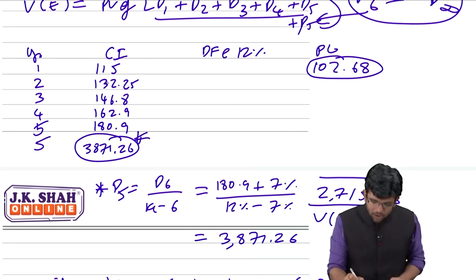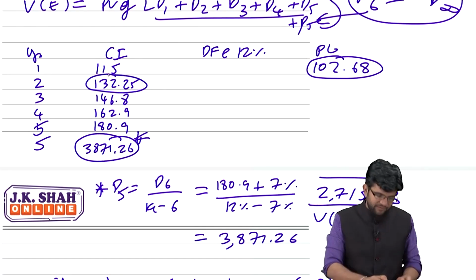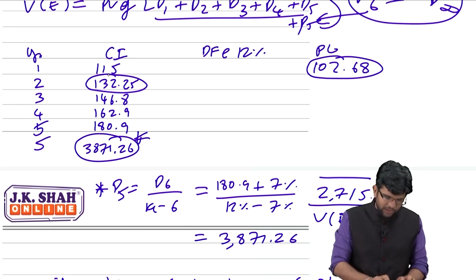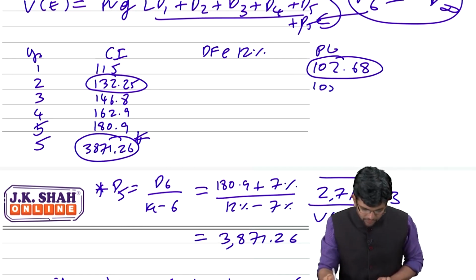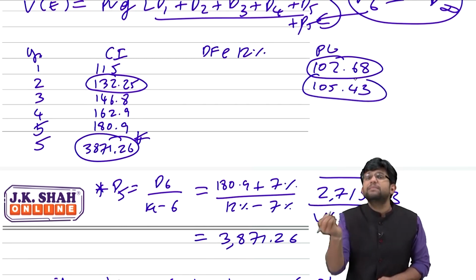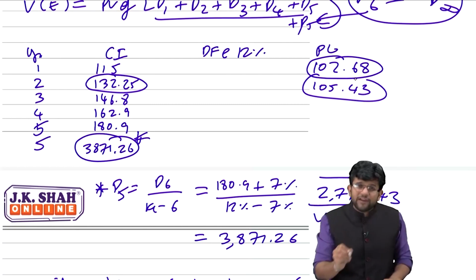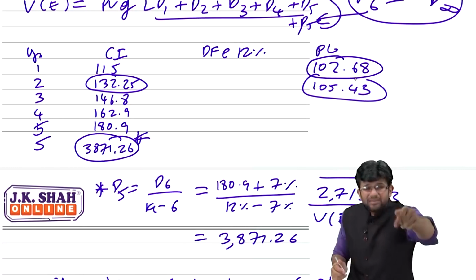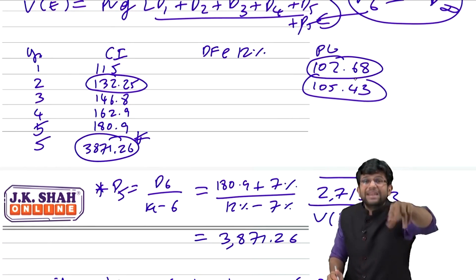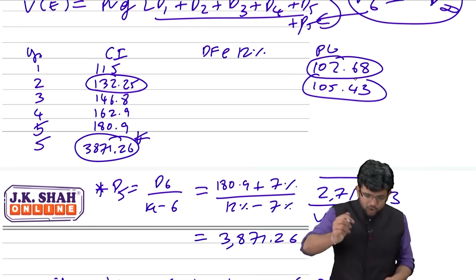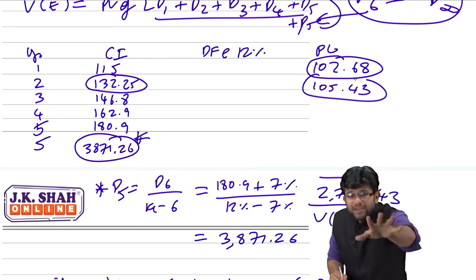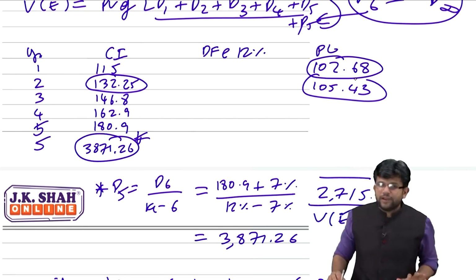Clear with this? Now let us take 132.25. Present value of 132.25 will be 132.25 divided by 1.12 squared. I get 105.43. What is the meaning of this? 105.43 is what I am ready to max pay today. 132.25 rupees I'm going to get in 2 years from today. Everybody following? So the share is expected to give me 132.25 rupees in 2 years time. For that, today I'm ready to max pay 105.43.